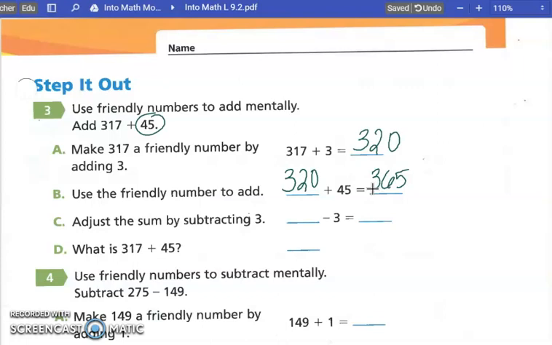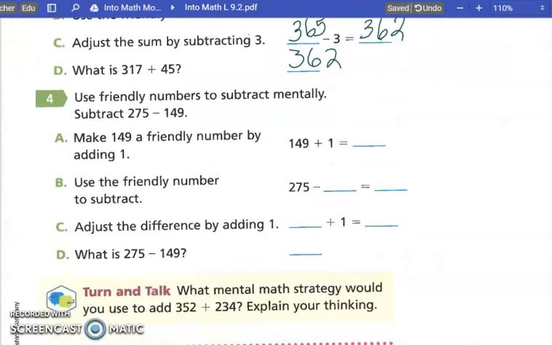And then they're going to go back and take away this 3 that they added. So they're going to take your 365 minus 3 to be what? 362. So 317 plus 45 is not 600. Is 362. Okay, so let's look at the next one.